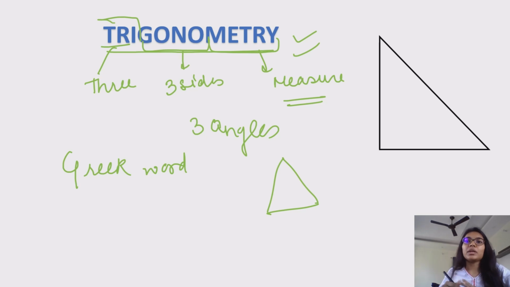In trigonometry, we usually study a right angle triangle. Do you understand what a right angle triangle is? A triangle having one angle as 90 degrees. We study a right angle triangle in trigonometry.